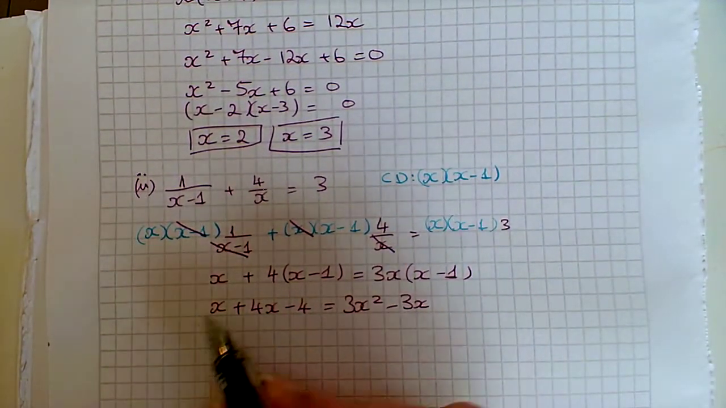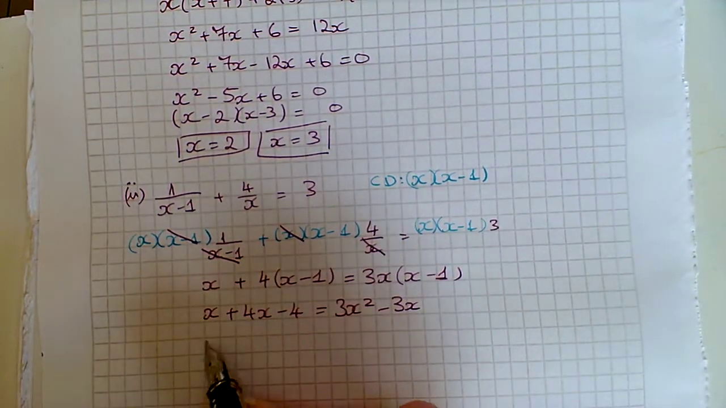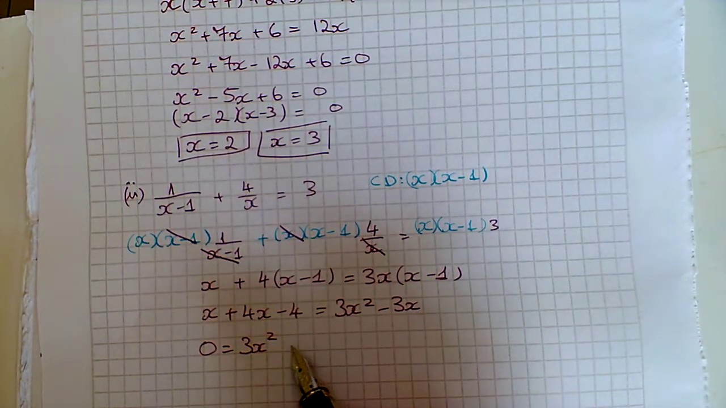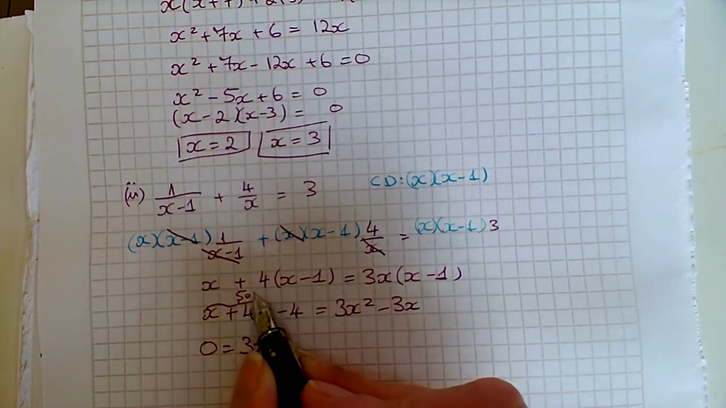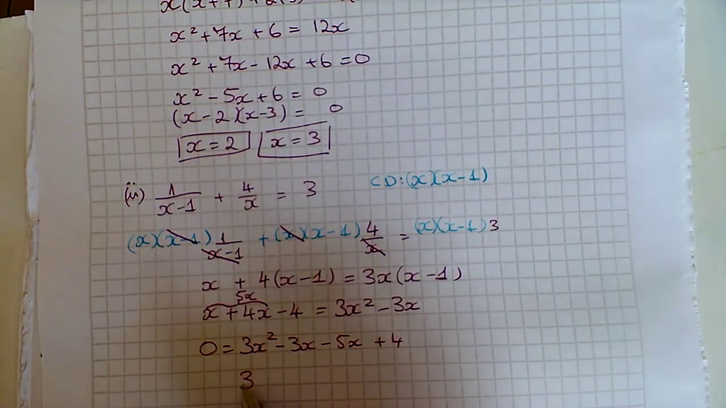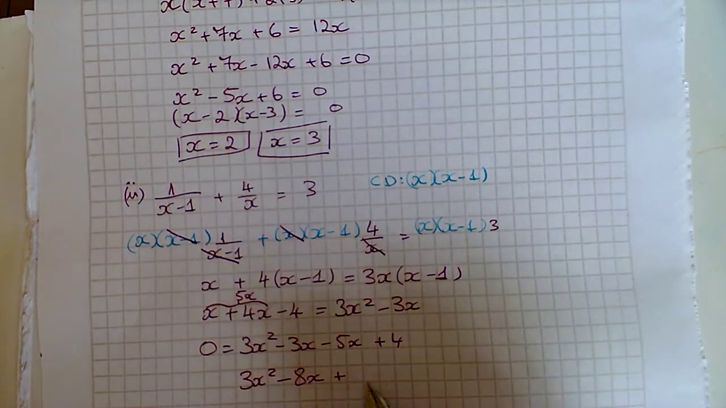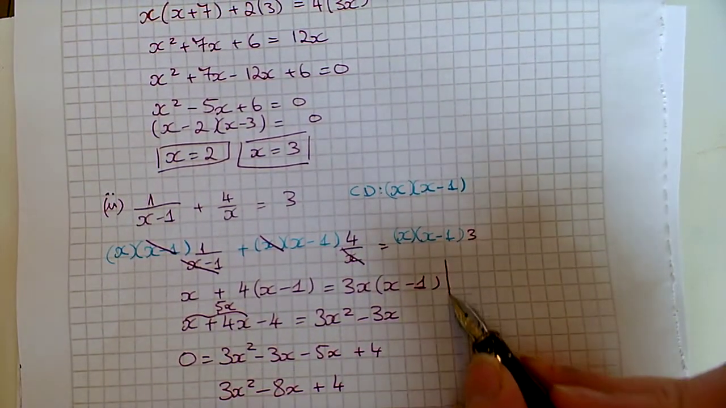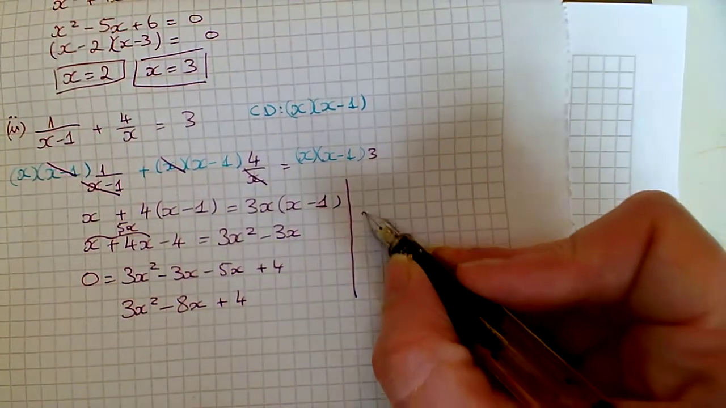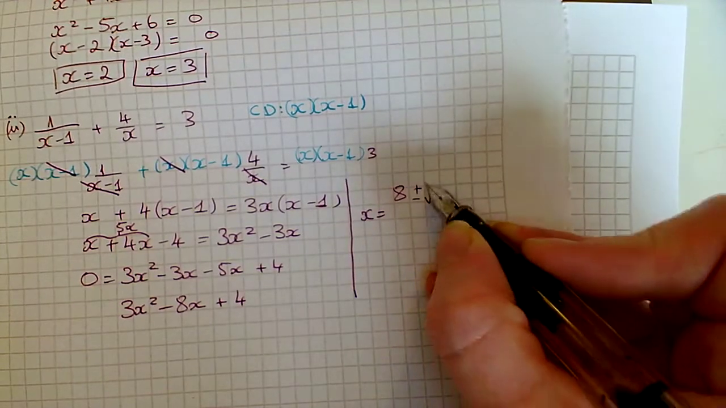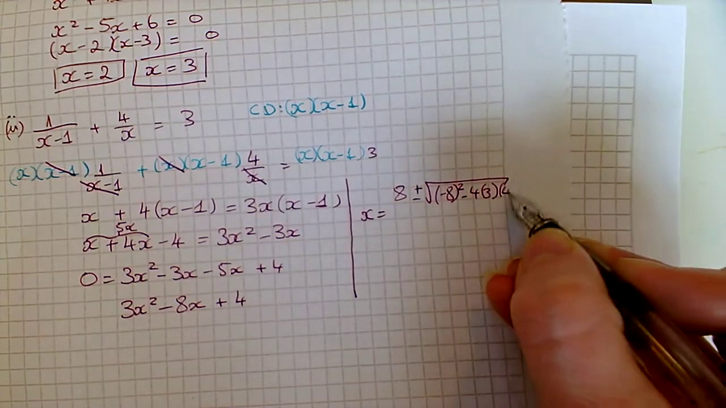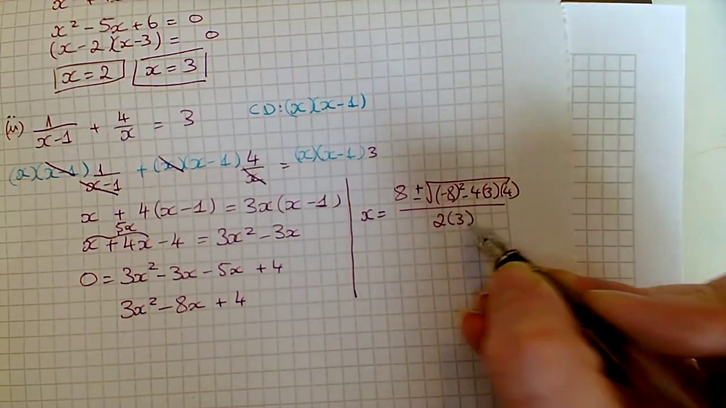Okay, everything to one side. I'm going to bring everything to this side just because it makes it a little bit easier to not have to change the sign afterwards. 3x squared minus 3x minus 5x plus 4. And I have 3x squared minus 8x plus 4. I'm going to solve this one with the minus b formula, because it can be a bit quicker when there's a number in front of the x squared. So x is minus b plus or minus the square root of b squared minus 4ac all over 2a.